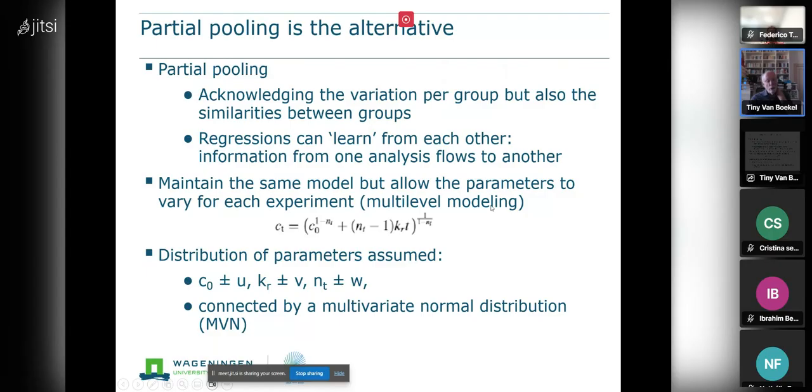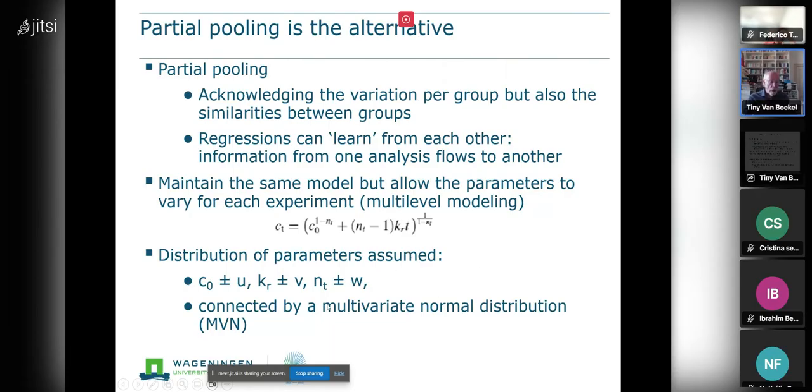Now, what we do in multi-level modeling is that we say, well, these parameters are allowed to vary. So we give each parameter also a probability distribution. And this is called a hyperprior, because we are putting distributions on parameters that have of their own also a distribution. So it's a distribution on a distribution.